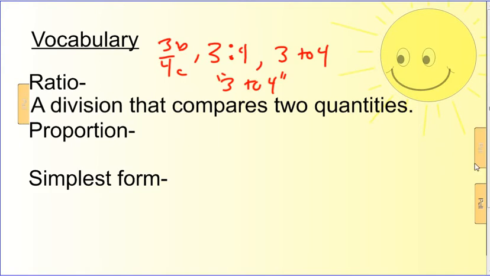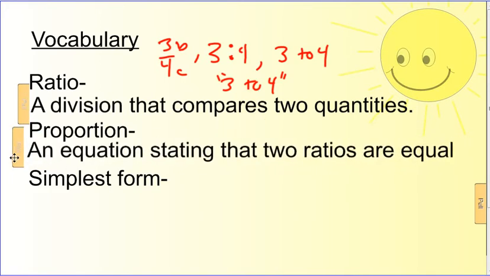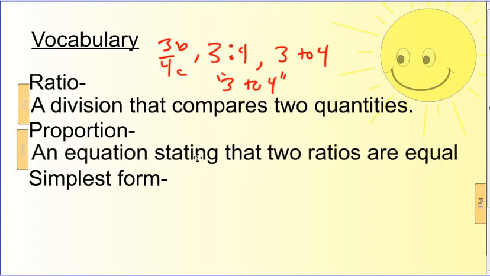A proportion is an equation that says that two ratios are equal. So if I have the ratio of 1:5, and this might be maybe 4:20, this is a proportion, saying that this ratio is equal to that ratio. Most of the proportions we're going to see, though, there is one missing piece that we're going to have to find. So it's not going to give you all four numbers like this.